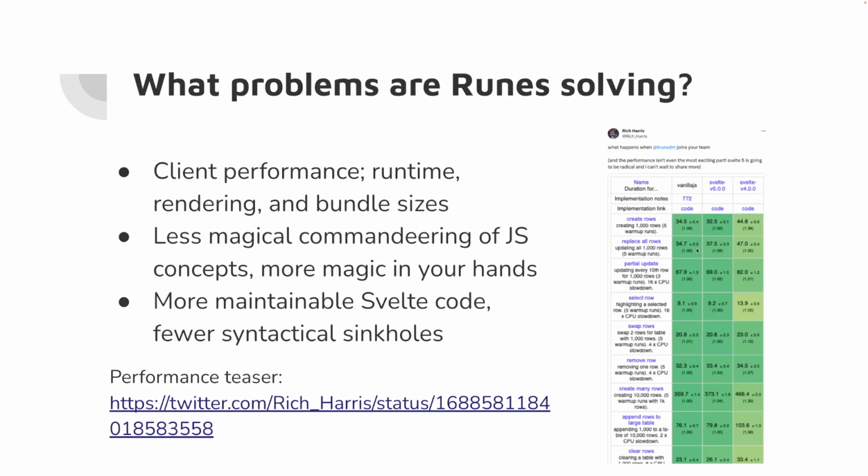How is this possible? Well, everything is possible when you have Dominic working on it. Obviously, the compiler is able to write very performant JavaScript code. So it's not just vanilla JavaScript. It is very performant vanilla JavaScript. That's right. And to read this tiny tweet that's in the corner, Rich Harris wrote, "What happens when TrueADM, which is Dominic Ganaway, joins your team? Performance isn't even the most exciting part. Svelte 5 is going to be radical, and I can't wait to share more." And now more has been shared.